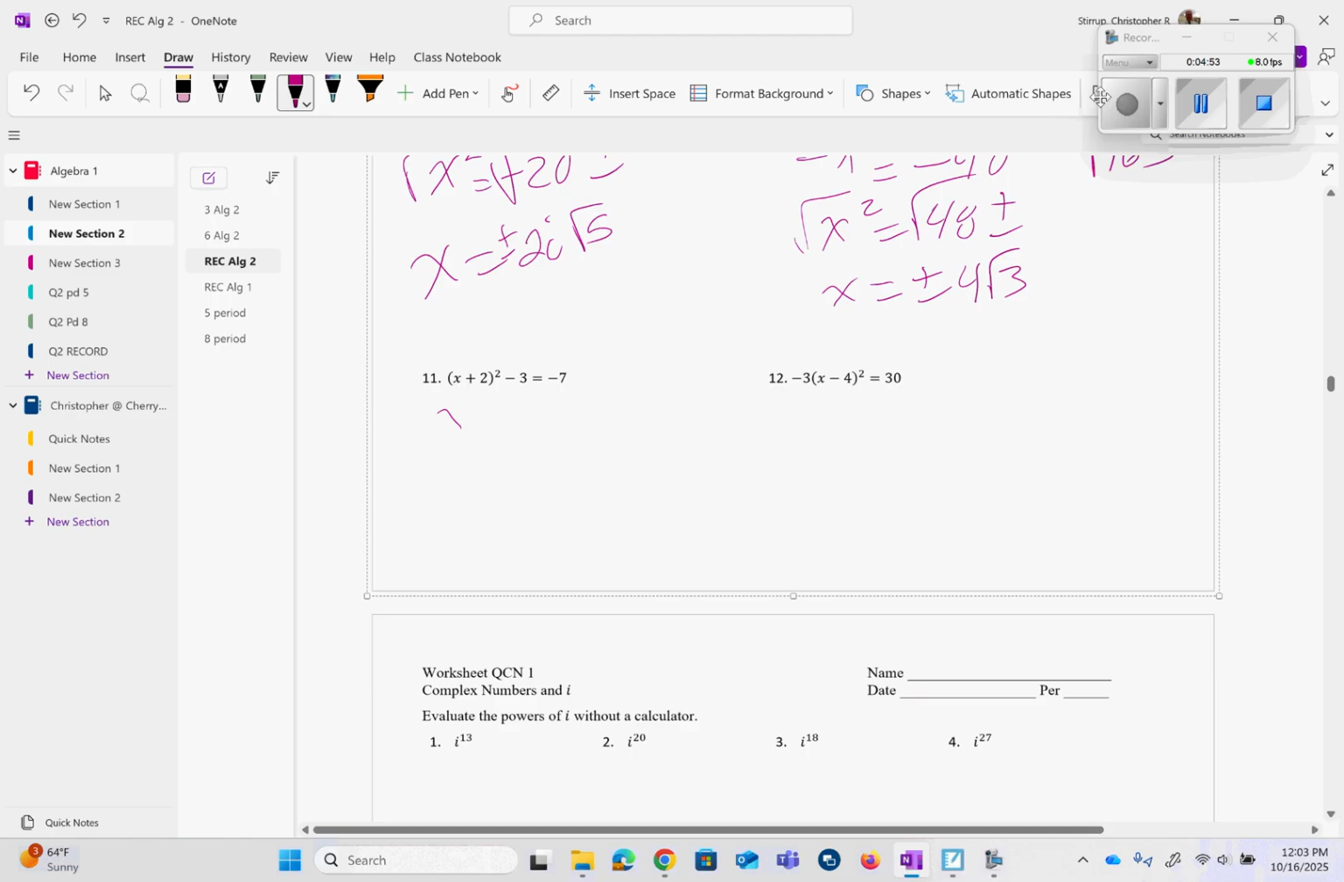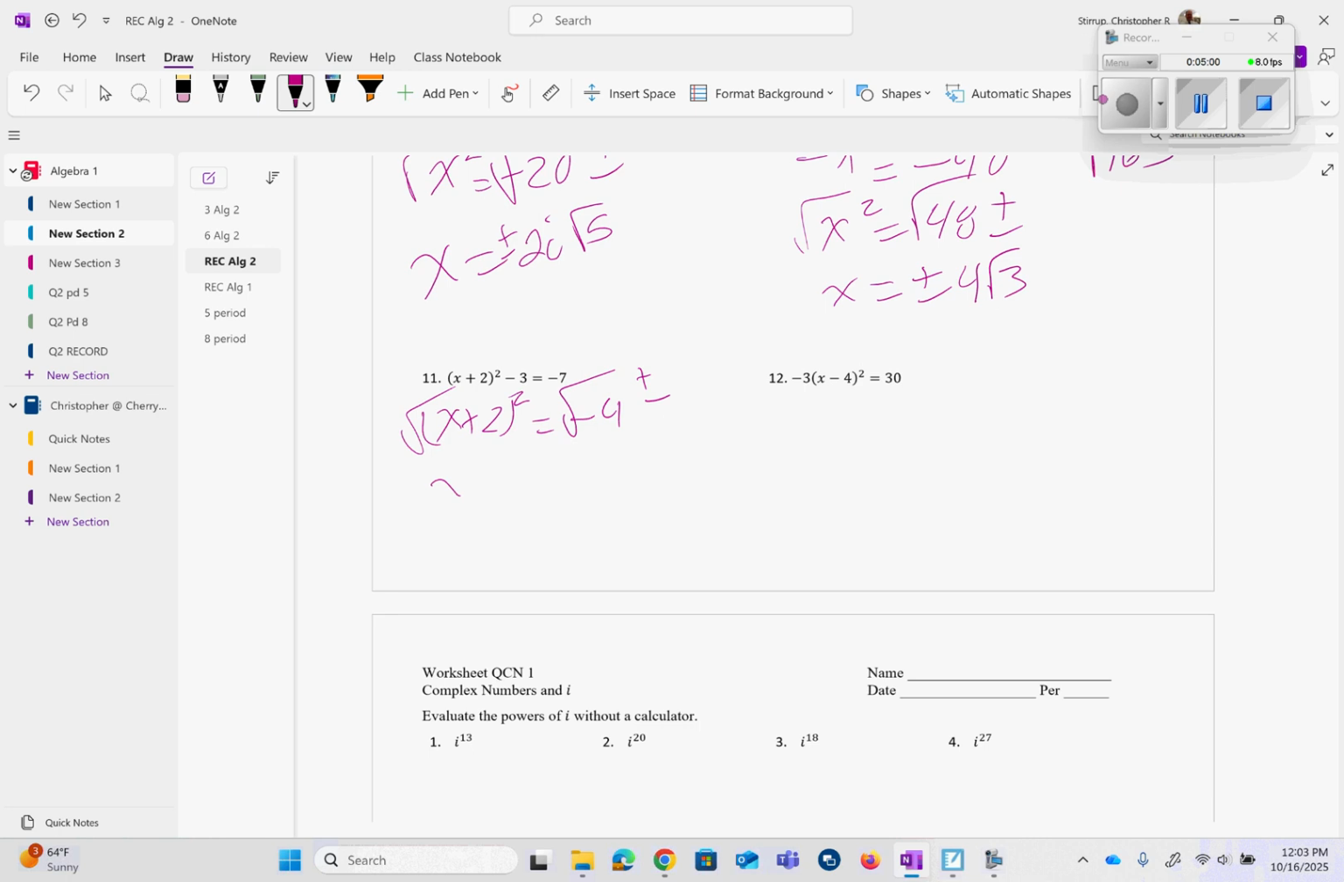Add 3 to both sides. So that's negative 4. Root. Don't forget the plus minus. x plus 2 equals plus or minus 2i, because of that. Subtract 2, so I get negative 2 plus or minus 2i. Those cannot combine because one of them has an i. Divide each side by negative 3.